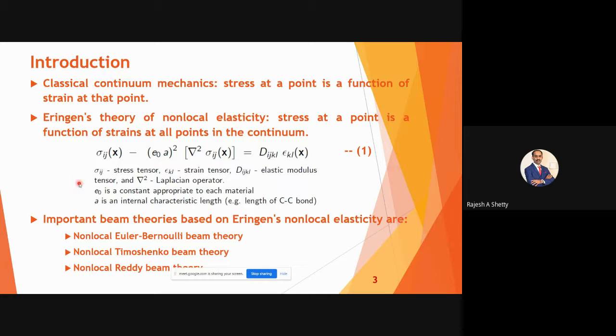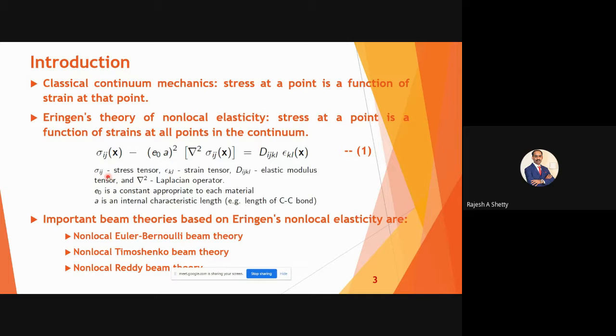in the continuum. For example, if you refer to equation 1, here we have the stress tensor, and here we have the strain tensor, and here we have the elastic modulus matrix. In classical or local elasticity, stress is equal to a constant times strain. But in this case, we have this additional term. This is part of Eringen's non-local elasticity theory. In the upcoming equations, when we write the expression between stress and strain, we will have this additional term.